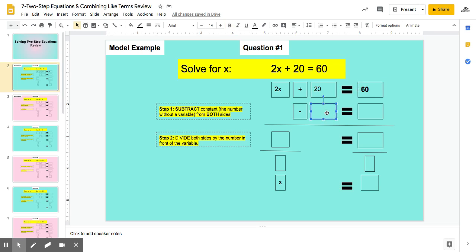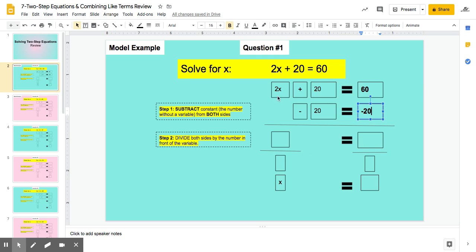All right, so I'm subtracting 20 on this side and I'm subtracting 20 on the other side. Yesterday, I saw some of you subtract 20 on this side and then add 20 on this side. No, we must be doing the same operations with the same numbers to both sides. It always has to remain balanced, okay?